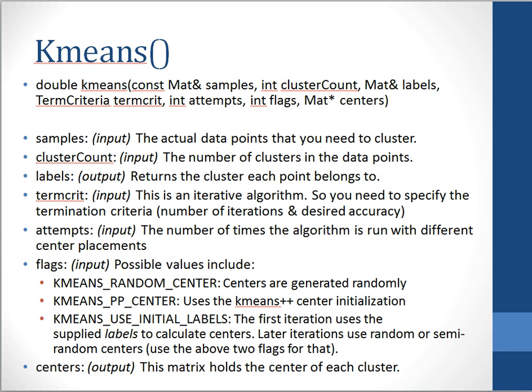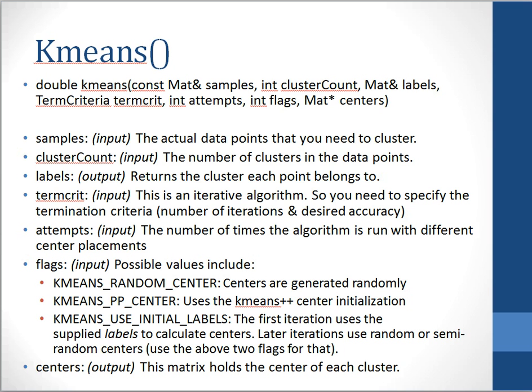So this is just another parameter that needs to be specified. And then we also need to specify the different flags. This is for different options that we have. Usually the most common one is k-means random center, in which the centers are generated randomly, because at the beginning k-means usually requires this random placement of the centers. But sometimes we also want to specify the position of the centers. In this case, we can use a different flag, k-means pp center, as you can see here.